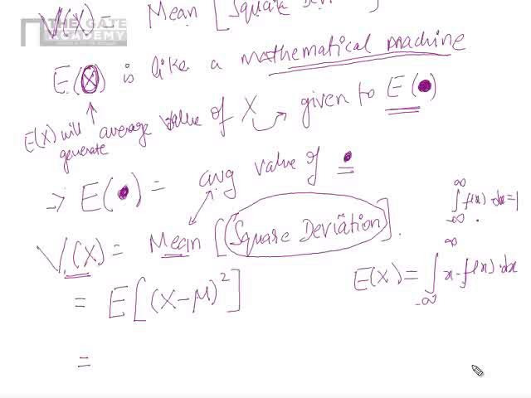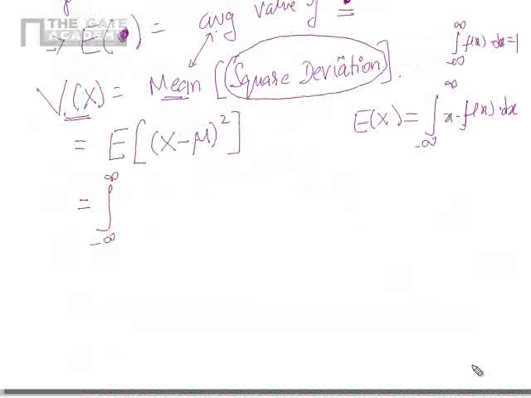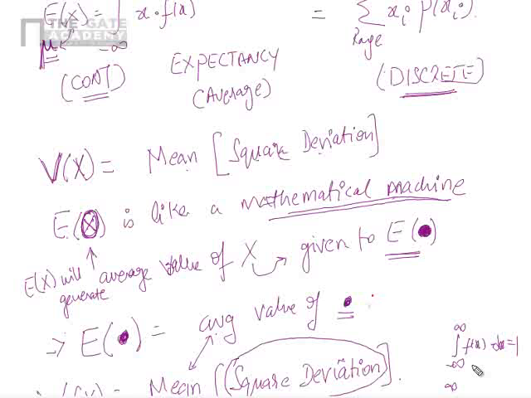So E of x minus mu the whole square is nothing but the integral from minus infinity to infinity of x minus mu the whole square into f of x dx. Correct? E of x is x into f of x. E of x minus mu square is x minus mu square into f of x dx. That's it. So whatever value you feed here, in short, if I write in this notation, this is nothing but the integral from minus infinity to infinity of something into f of x dx. This is how you will get it.